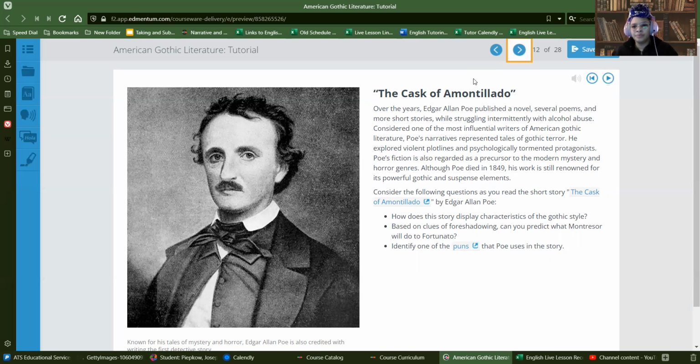What does the story display? How does the story display characteristics of the Gothic style? If you are looking at this question and you don't know how to compare it to Gothic style, that means that you did not watch the video from the previous slide. You need to go back and look so that you can actually compare this to the questions.